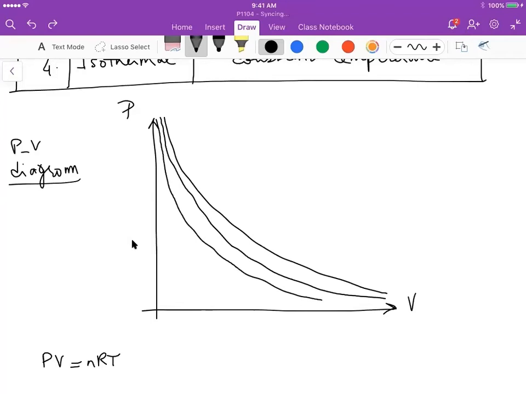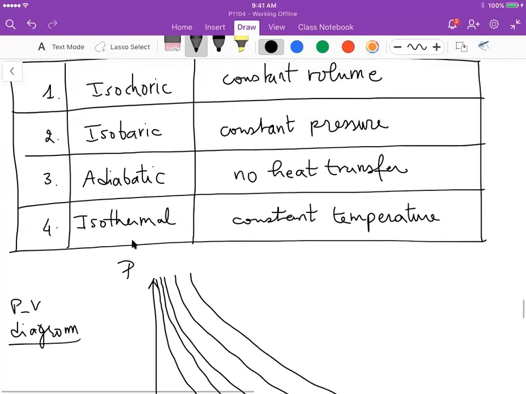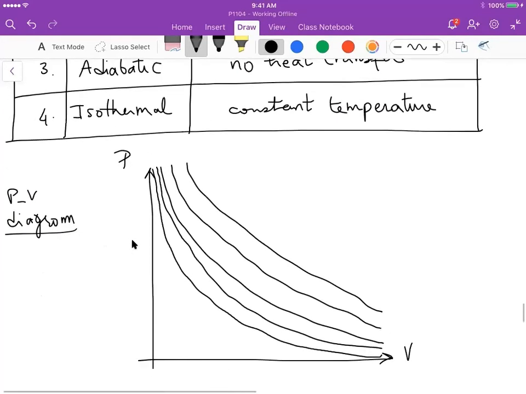Okay, so here it is. And so as long as you go high in temperature, you end up with more curves. So this is PV equals nRT as drawn on this PV diagram. Now what we want to do is we will stop at some place on this graph.